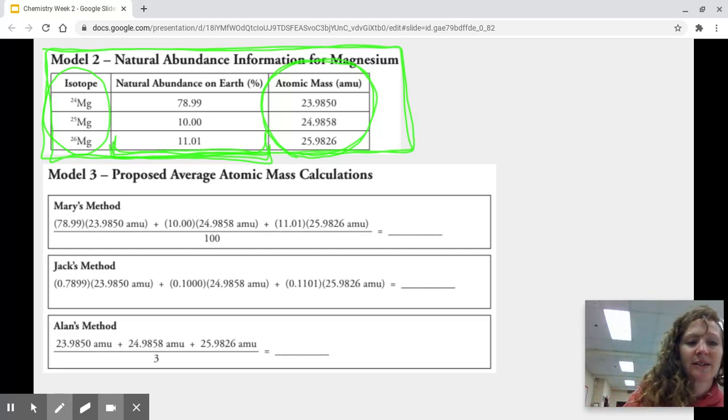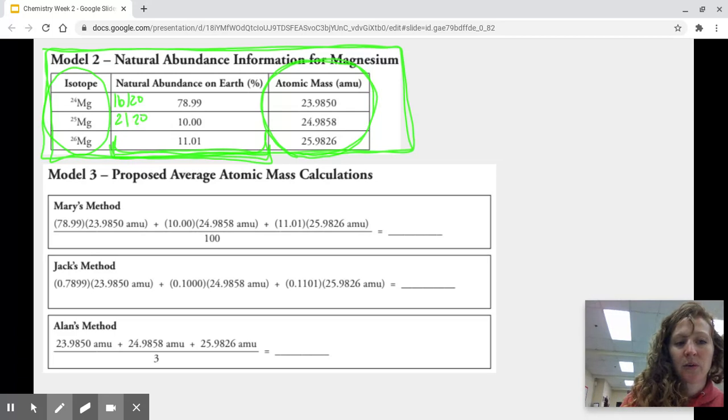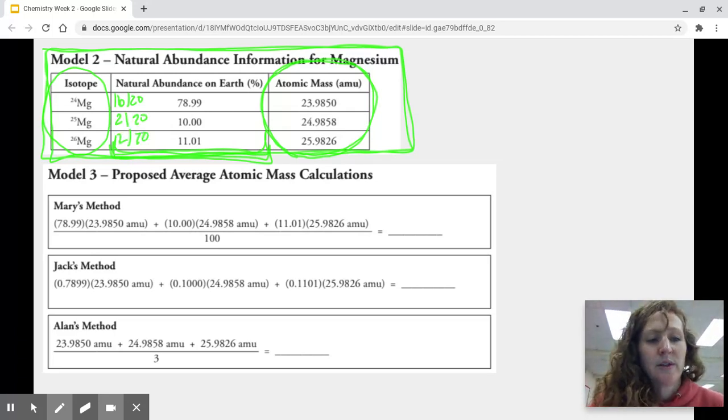Remember, we had 16 out of our 20 total atoms was magnesium 24. 2 out of the 20 was magnesium 25. 2 out of the 20 in that image was magnesium 26. So it roughly lines up with what we saw in the image on the other page. Okay, so now the question is, how do we use this to calculate an average?